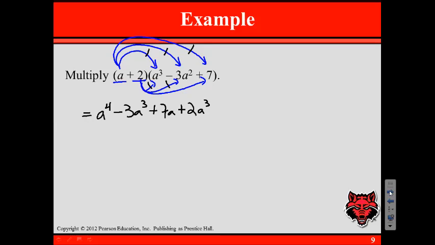The next product, 2 times negative 3a squared. 2 times negative 3 is negative 6. Times a squared is negative 6a squared. And the last product, 2 times 7, is a positive 14.